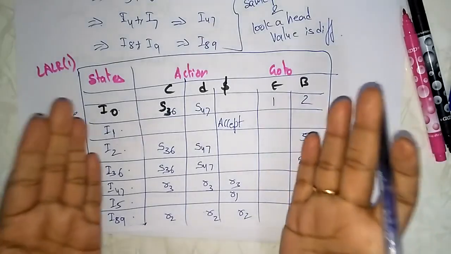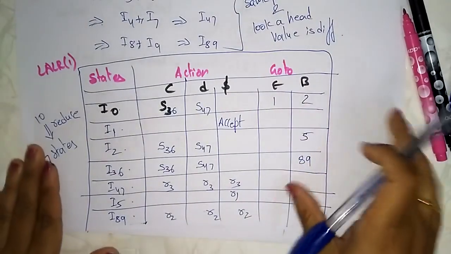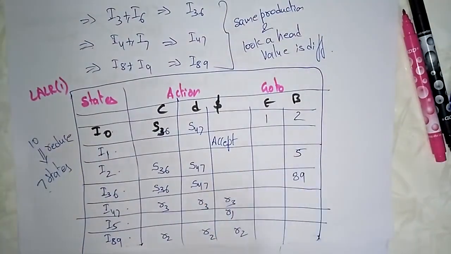Okay, so by seeing this diagram, you can update the canonical collection of LR1 items by drawing the data flow diagram. Okay, it's very easy. So just draw the diagram by taking these productions. Okay, thank you.